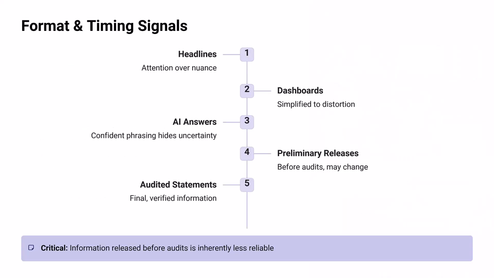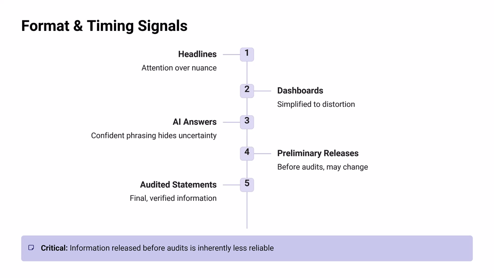The format and timing of information provide critical clues about reliability. Headlines prioritize attention over nuance. Dashboards may simplify data to the point of distortion. AI answers use confident phrasing that hides uncertainty. Polished language can mask fabricated details. Preliminary releases come before audits and may change significantly once scrutiny is applied. In contrast, audited statements represent final verified information that has undergone independent review.